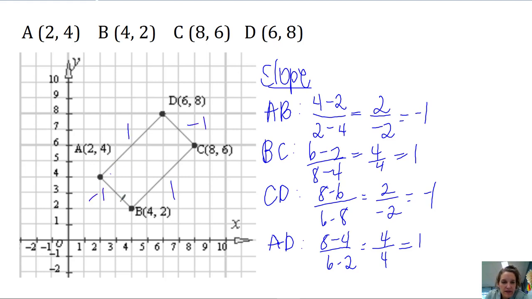So if I put those slopes on their segments on the picture, I can see that my opposite sides have the same slope. Both pairs of opposite sides have the same slope, so that means it's a parallelogram.